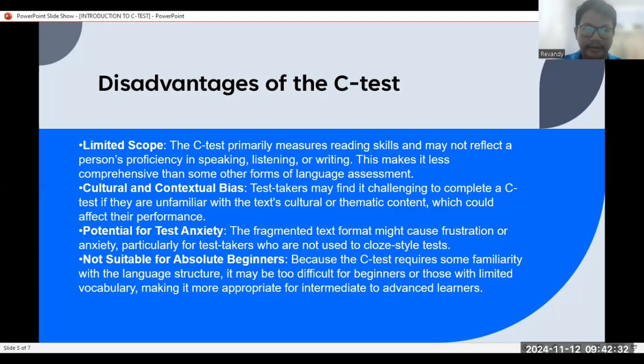And the last one, not suitable for absolute beginners. Because the C-test requires some familiarity with language structure, it might be too difficult for beginners or those with limited vocabulary, making it more appropriate for intermediate to advanced learners.